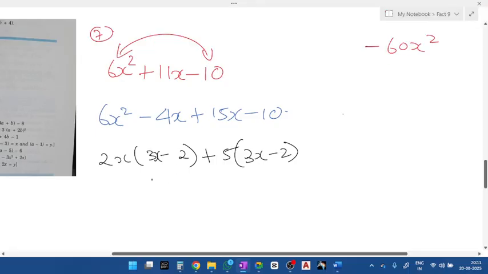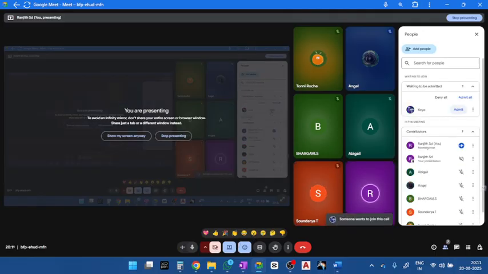Right? How will you check this factorization, students? Whether your factorization is right or wrong, how will you check this? See, when you multiply these two, what do you have to get? When you multiply, you should get the question back.